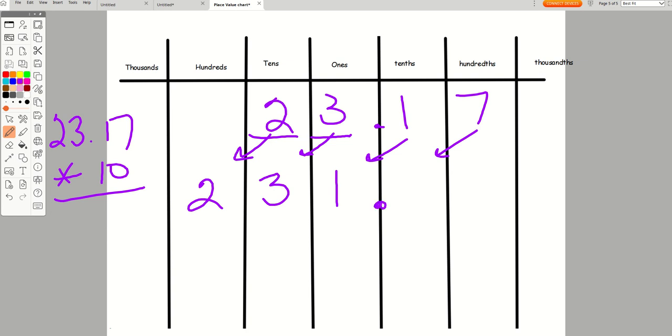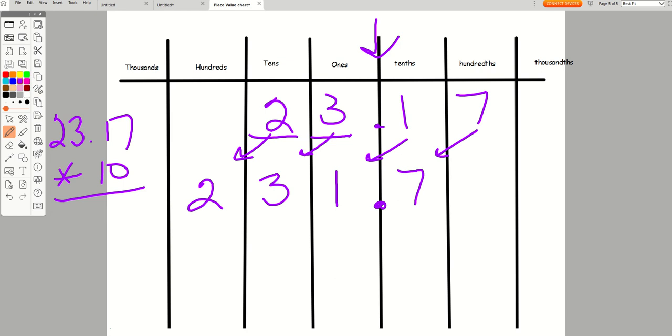My decimal is going to stay in that same place. It's not going to move. Our numbers are moving because they're 10 times greater, but my decimal doesn't change. It stays in the same place between the ones and the tenths. And then if I have 7 hundredths or 7 pennies, but now I have 10 groups of those, I have 7/10 or 70 cents. 7/10 of $1. I can say it a lot of different ways.